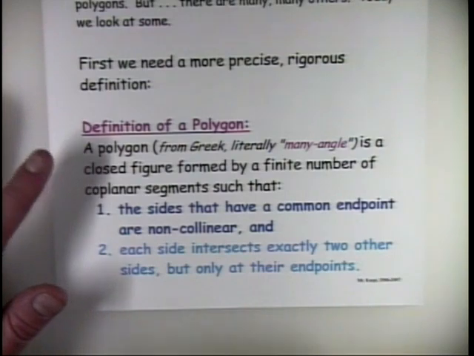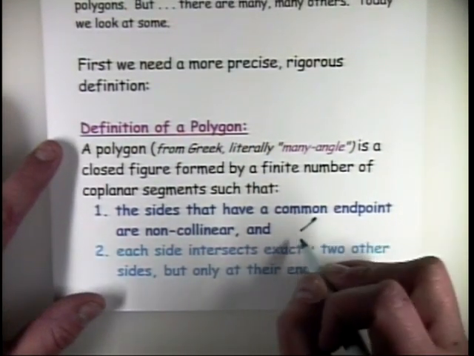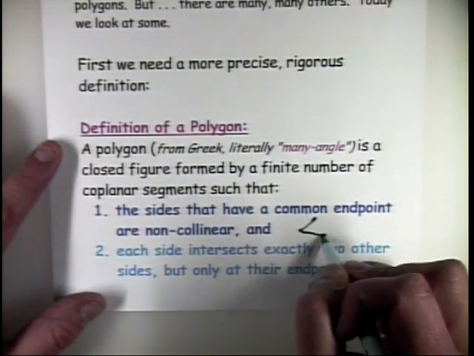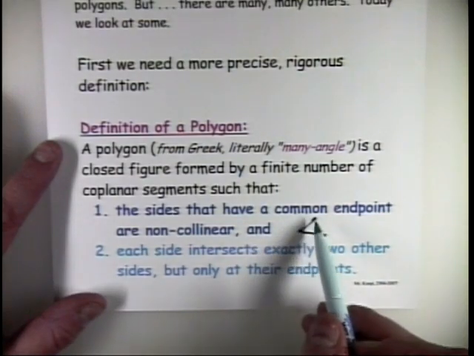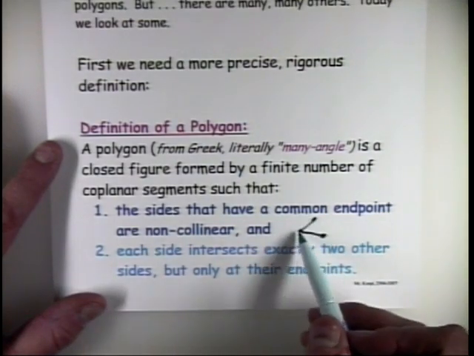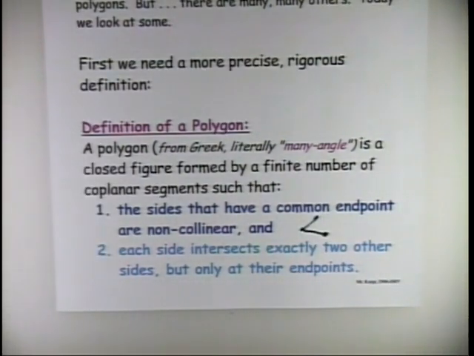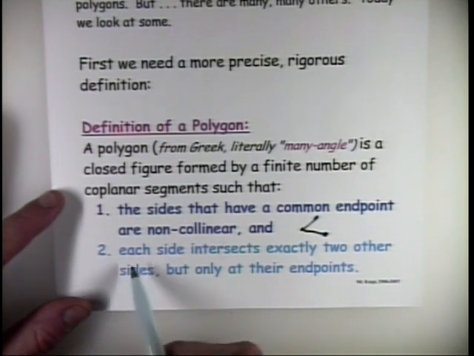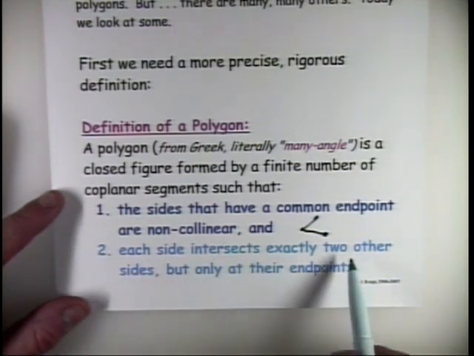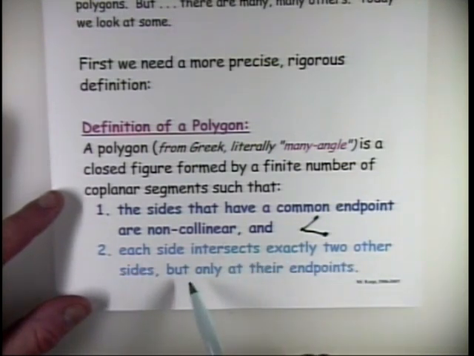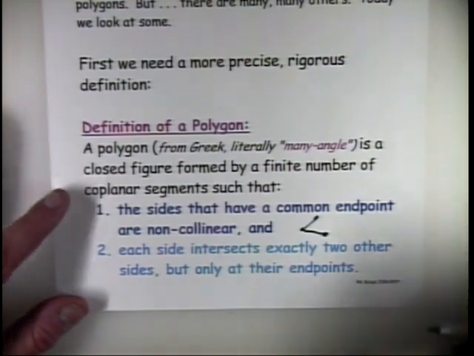That means they're not on the same line. So here's a line segment, and they're joined right here at the common endpoint, and these are two separate lines, so they are not collinear. If you had them on the same line, they would be on top of each other, and that wouldn't be a polygon. Okay? Number two, each side intersects exactly two other sides, but only intersects at their endpoints.